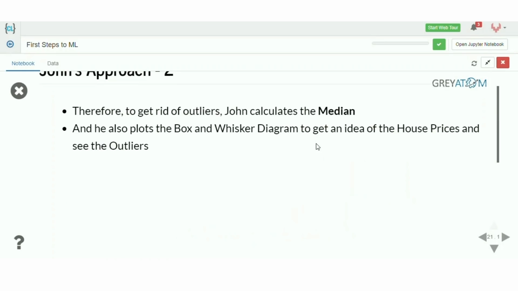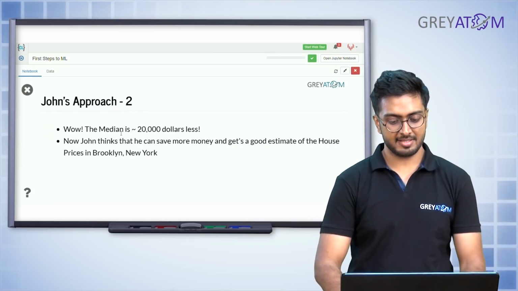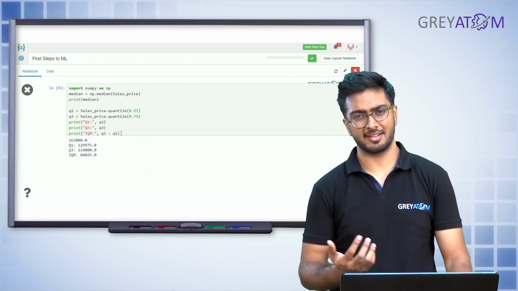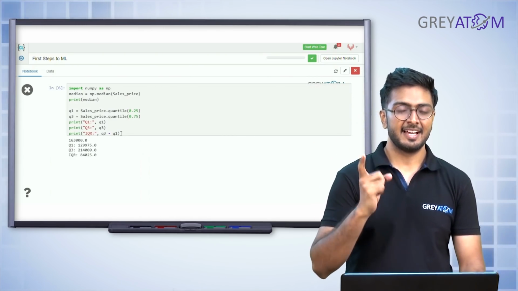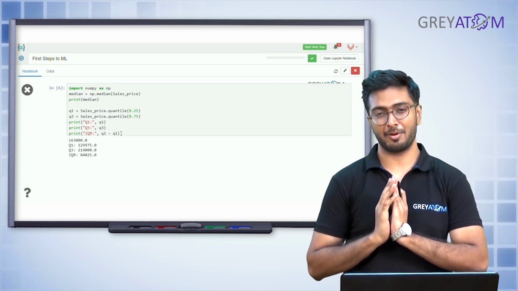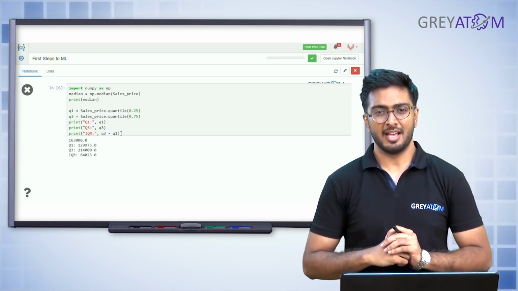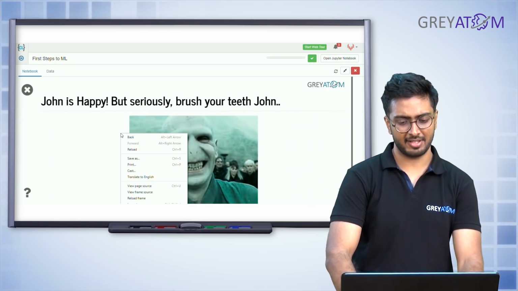So obviously, therefore, to get rid of outliers, John now calculates the median, and also he plots a box and whisker diagram to get an idea of how it prices and see outliers. So he calculates the median, Q1, Q3, IQR and all of those things. And the median is definitely $20,000 less, right? So our mean, if you remember, was around 183,000, and you see the median is 163,000. That is $20,000 less, which probably says that there are a lot of outlier values which are extremely high priced houses. Because we have those, our mean is shifted to the right, and that's why when we calculated the median, the median price came out to be much lower, right? So that's something that you can definitely get an idea of.